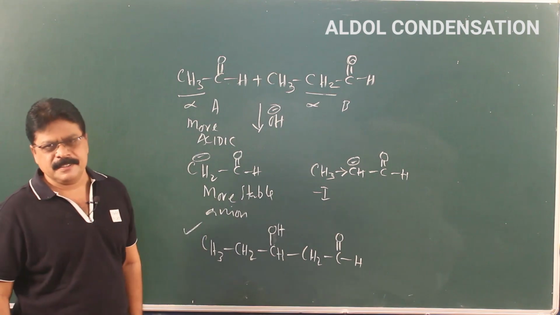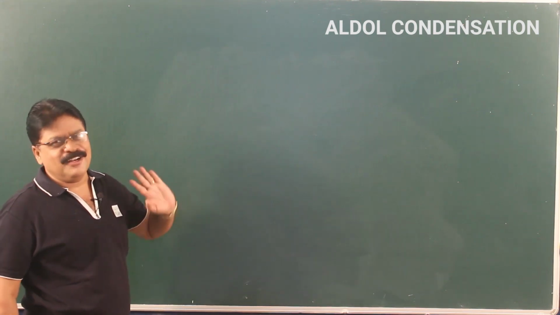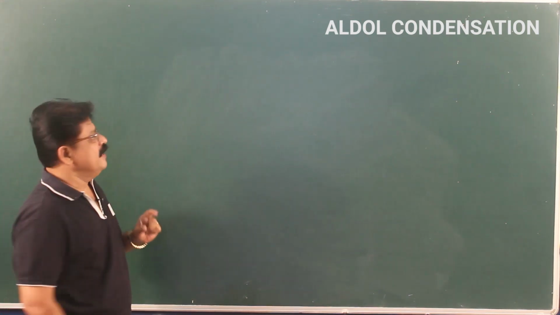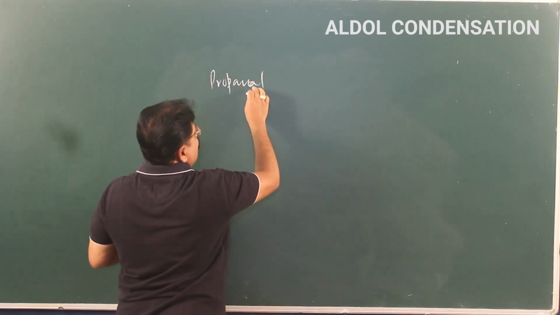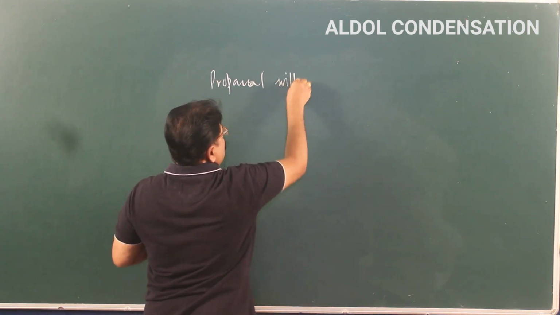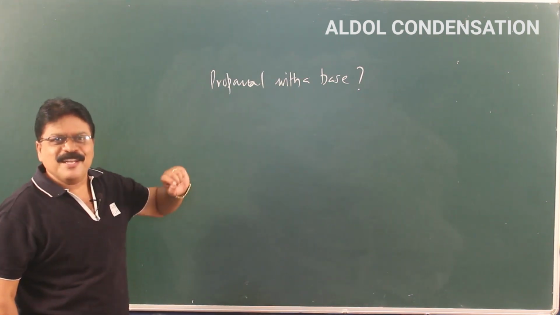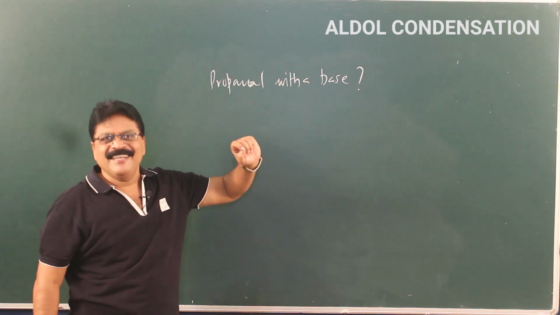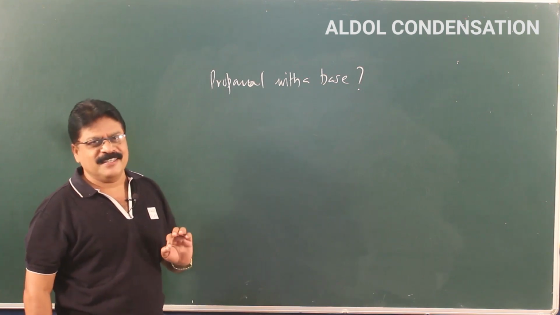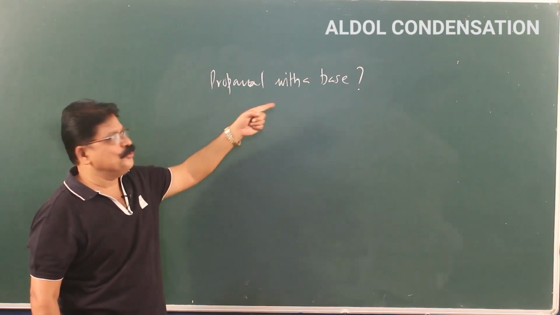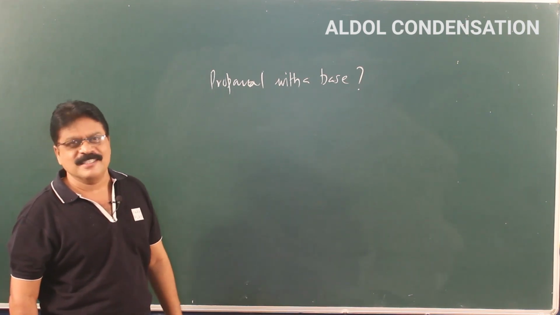Okay? Remember this. I can give you a very easy, simple trick to predict the product of an aldol condensation reaction. How do we do that? Suppose you are given in a question paper to predict the product of propanal with a base. First of all, remember that whenever you see propanal with a base, you should strike in your mind that it is an aldol condensation reaction. First thing. So whenever you find an aldehyde or a ketone question with a base, immediately it should strike in your mind that it could be an aldol condensation reaction.